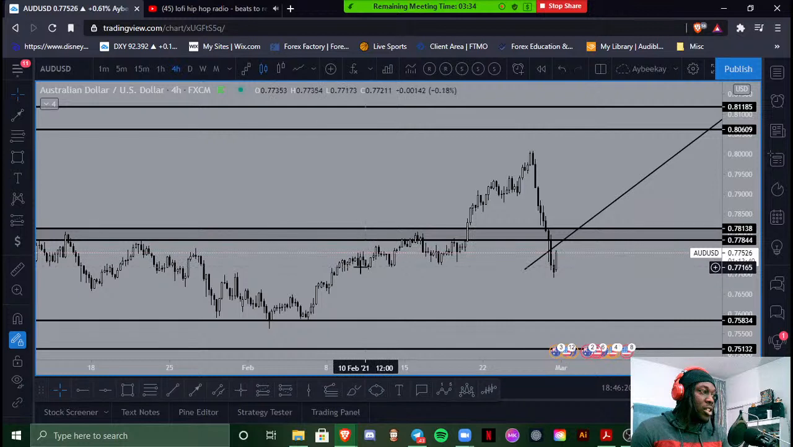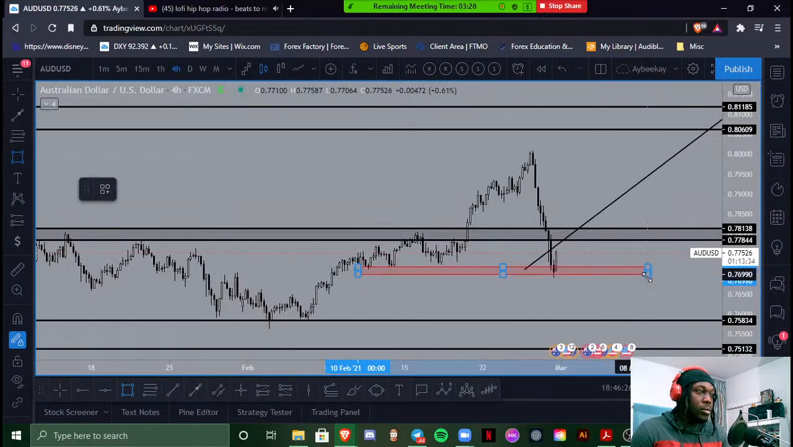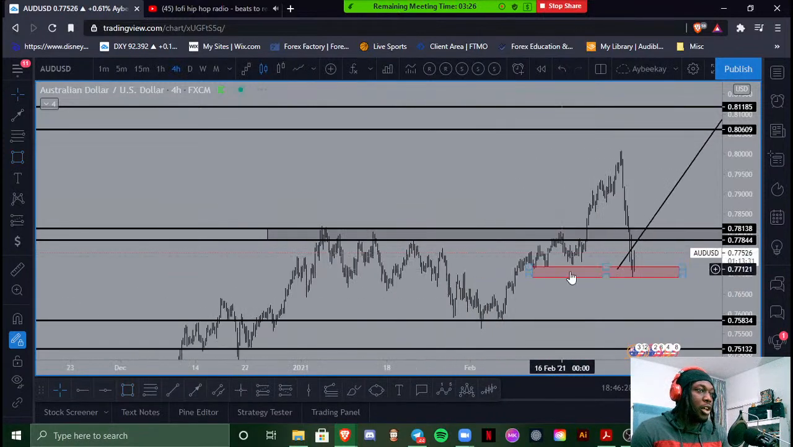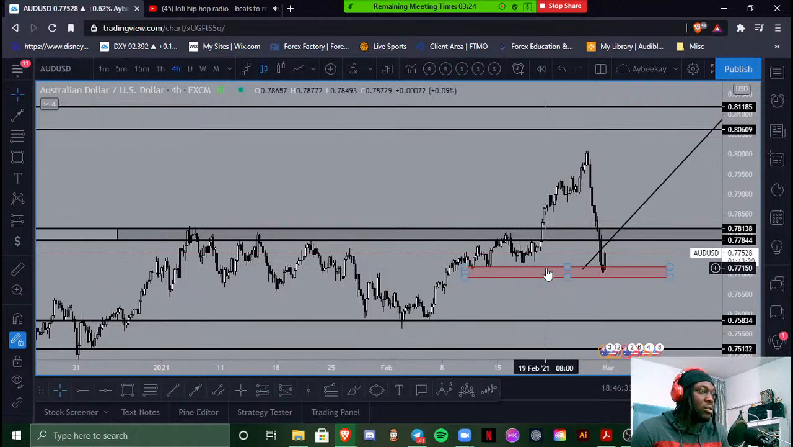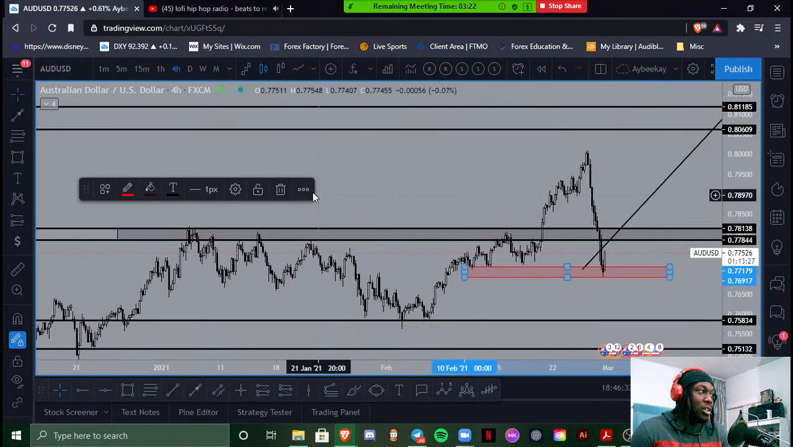Did it even break this structure really? So you can't say that, oh, it's broken bearish structure. If it breaks here, then yeah, maybe, sure, I could start saying that it's bearish. But until then, even on the 4-hour time frame, this still looks like it's in an uptrend.